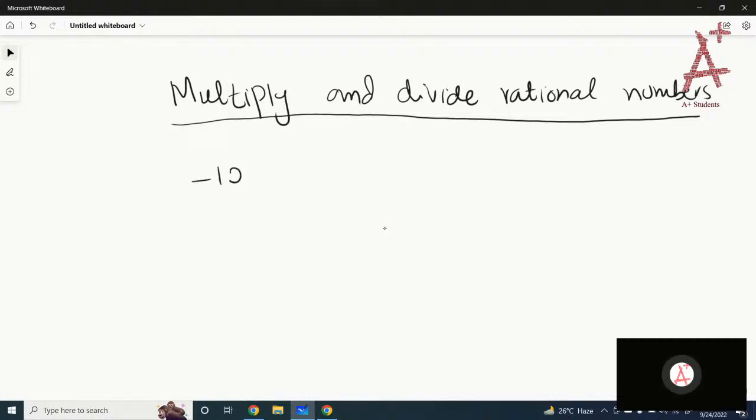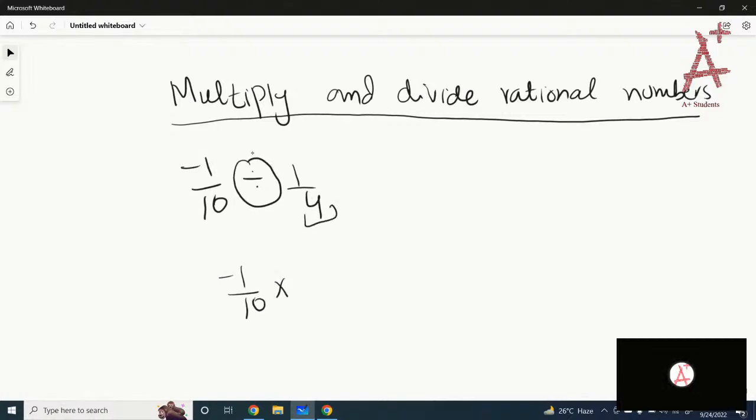Okay, the first example is negative 1 by 10 divided by 1 by 4. So we have to turn this division problem into a multiplication problem. We have to replace the division sign with multiplication by taking the reciprocal of the term that is right after the division. Reciprocal means if you have 1 by 4, you have to switch the numerator and denominator. So its reciprocal is 4 by 1. Got it? So you have to do negative 1 by 10 times 4 over 1. Got it?